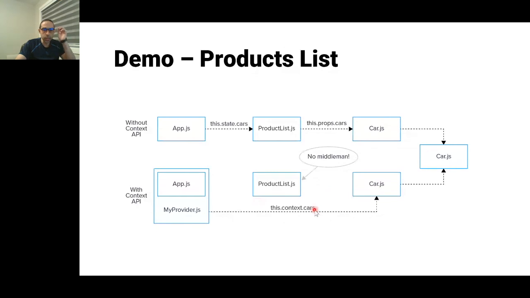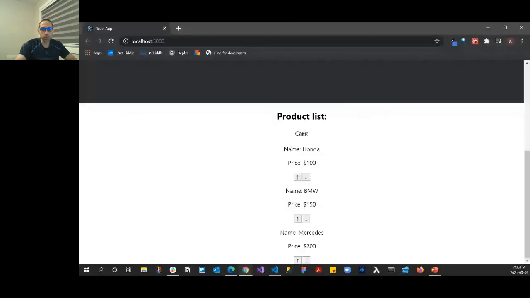Okay, so this is really a very simple application that renders this page. So this is basically, what is it? It's passing a list of cars that we would like to manage the price of through these increase and decrease buttons. And basically we are rendering different information for the different types of cars that we are displaying as a product list.